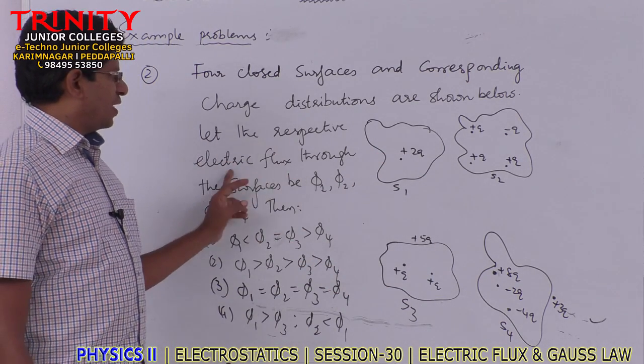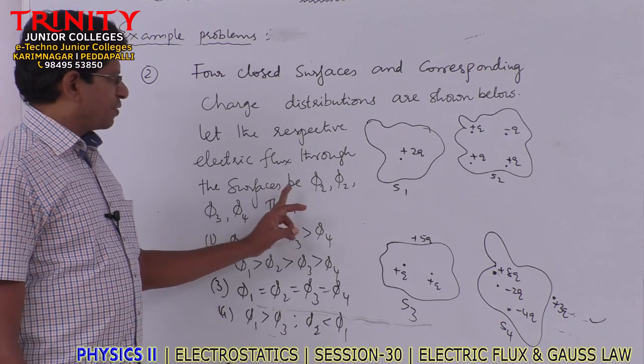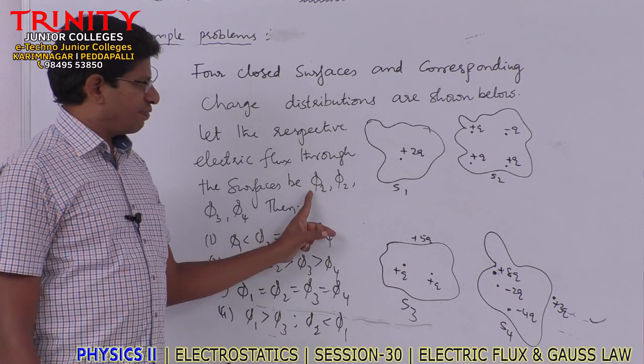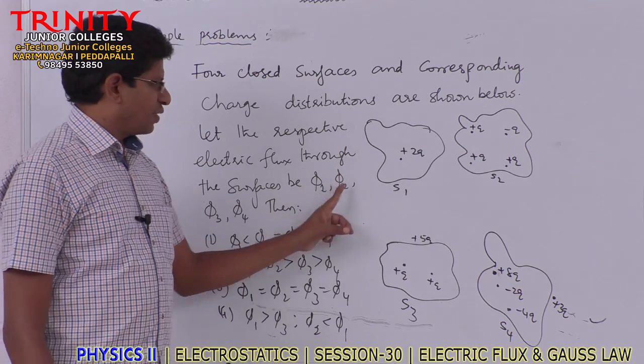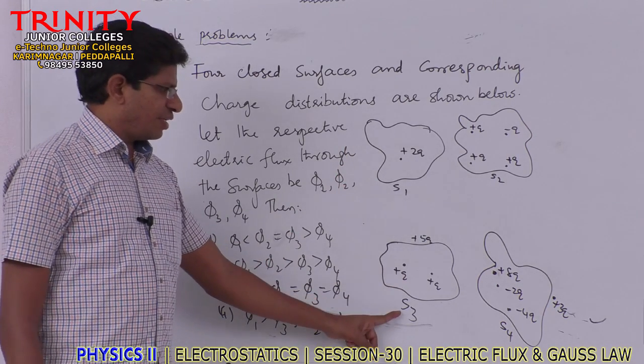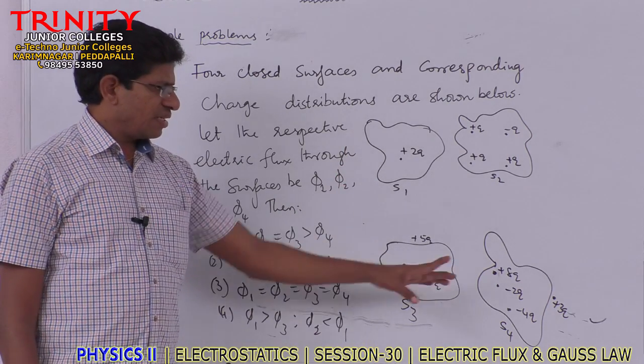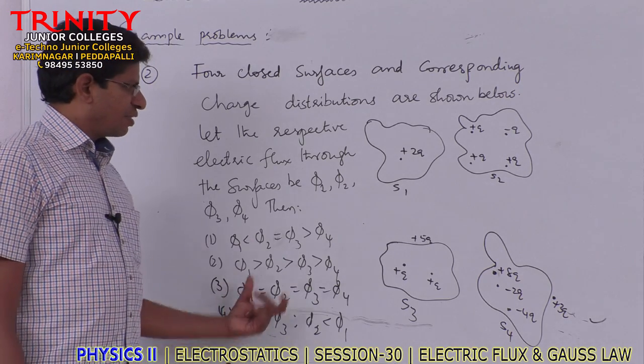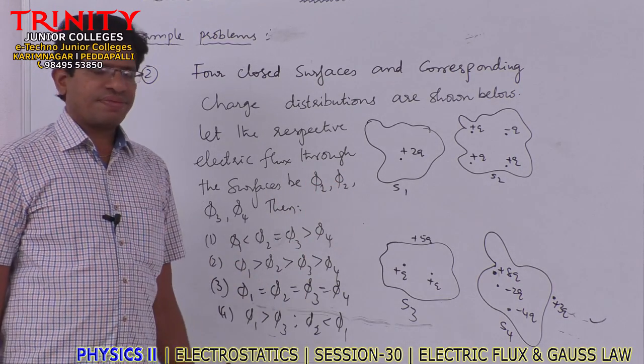Let the respective electric fluxes through the surfaces be phi1, phi2, phi3, and phi4, for the surface S3 and the others. The relation between those fluxes is the question.